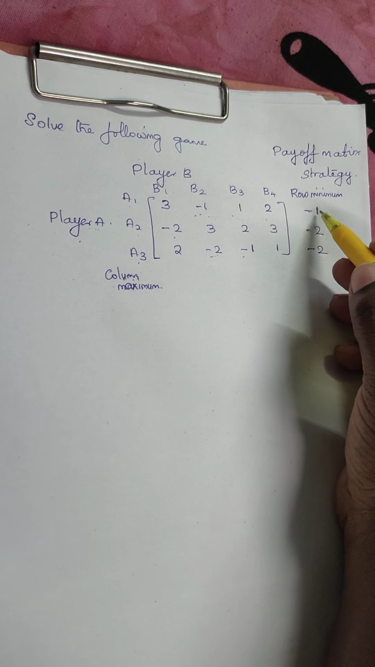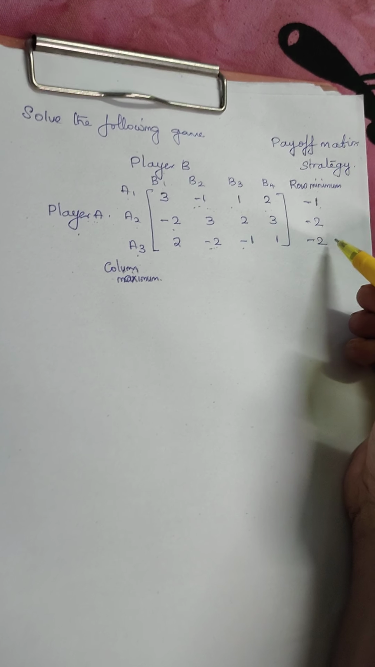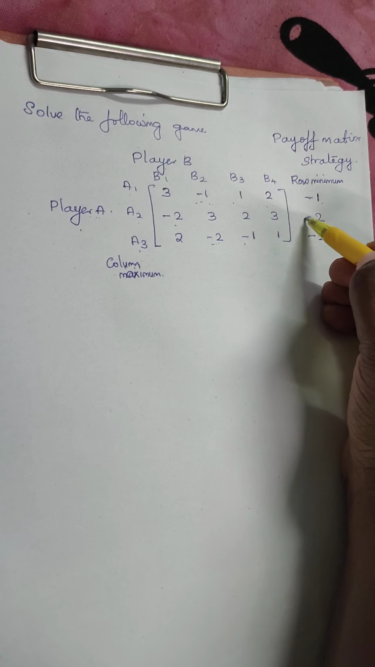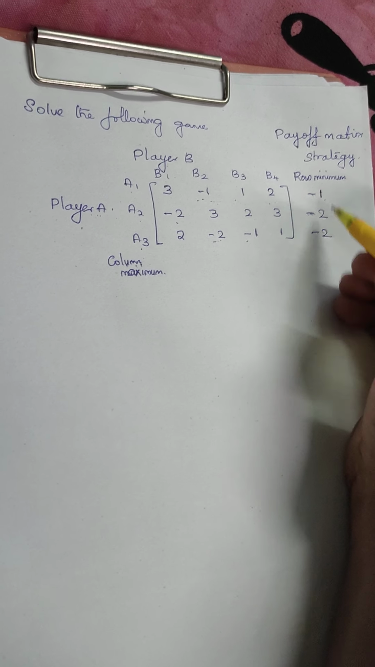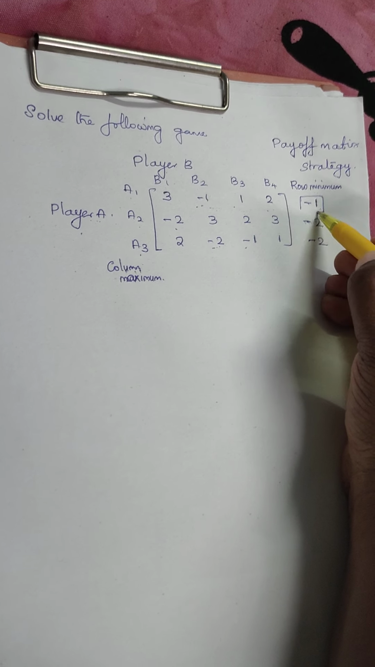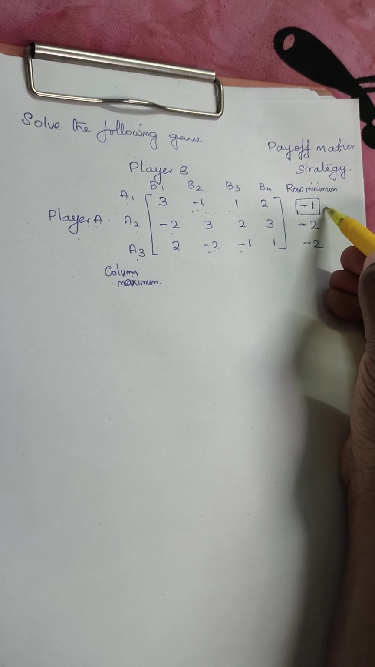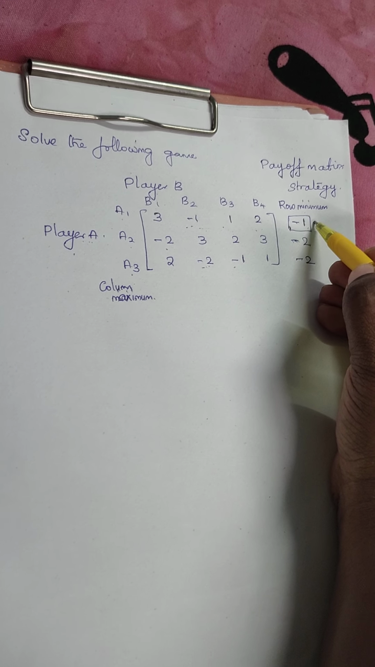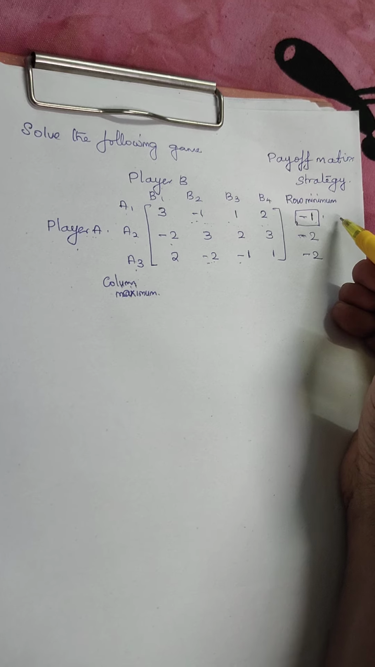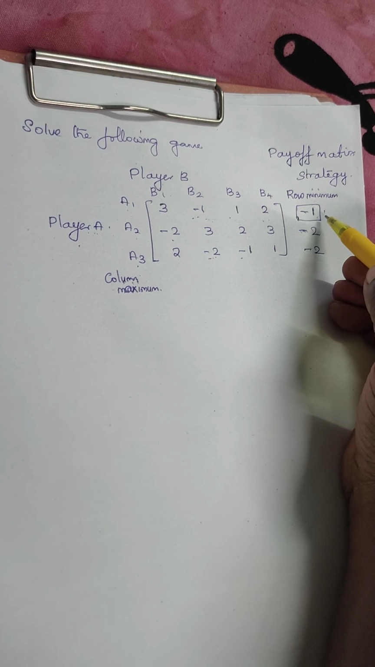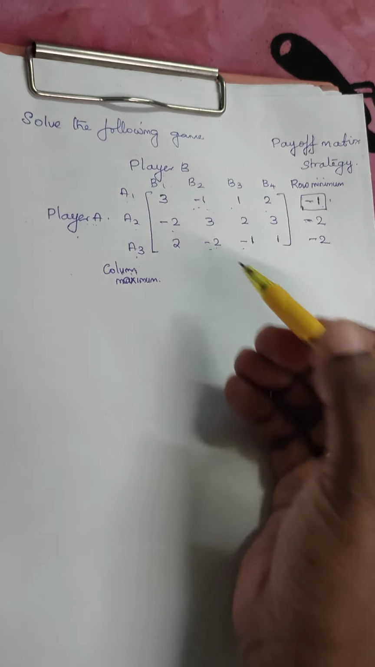Out of these three minimum values, you have to select the maximum value. As I said, minus 2 is the minimum value, so minus 1 becomes the maximum value. So from the minimums, you are going to select the maximum. Okay, that's the first step.